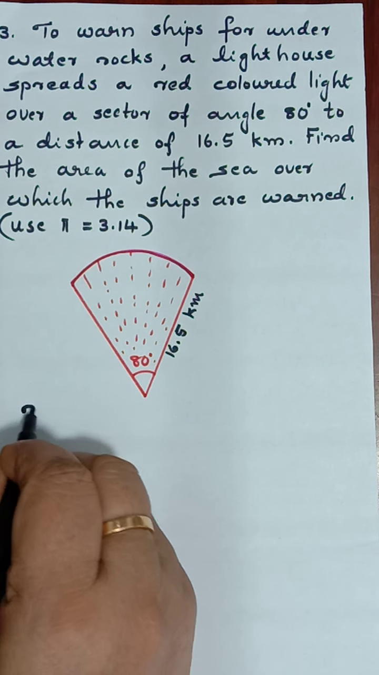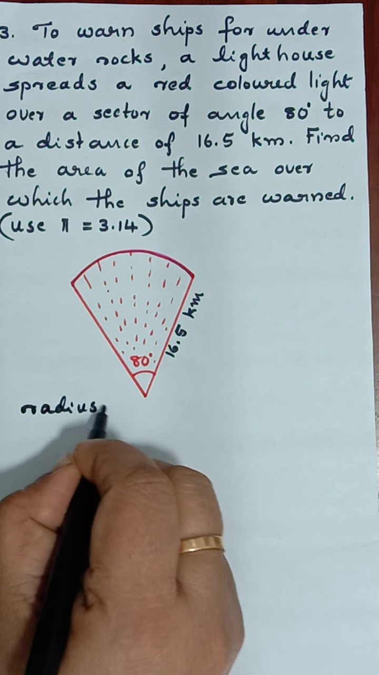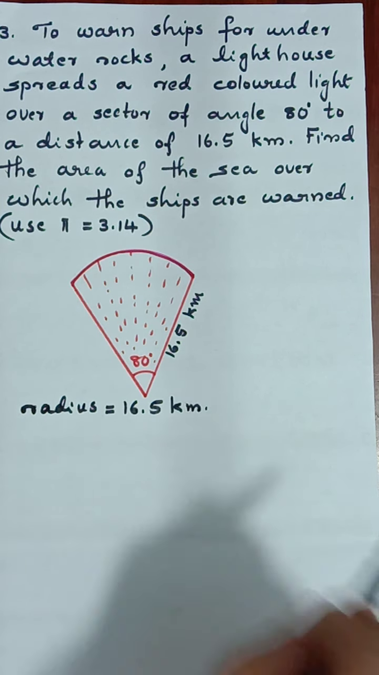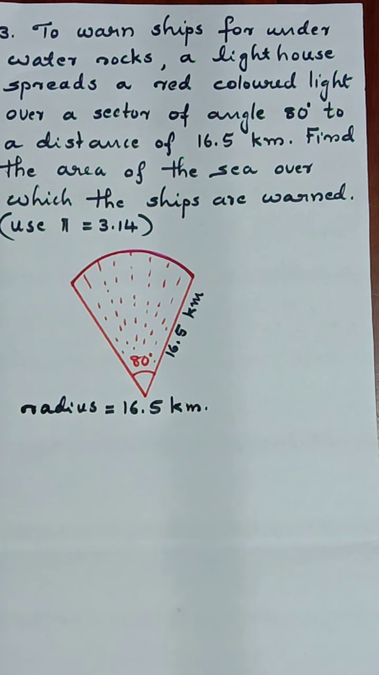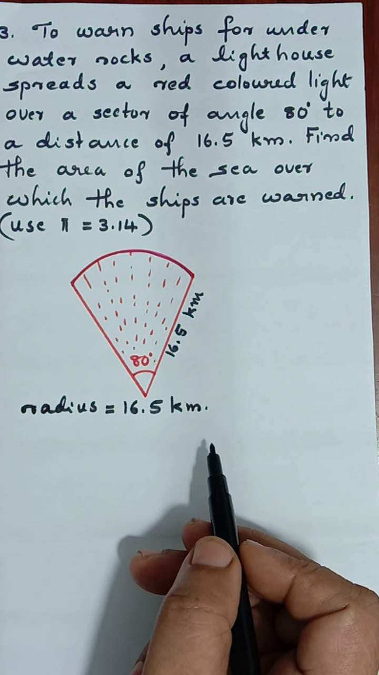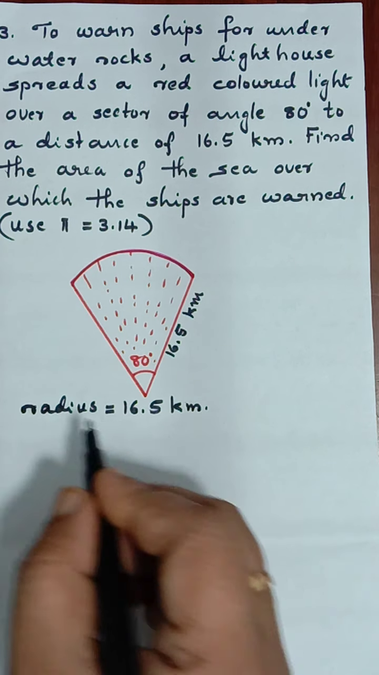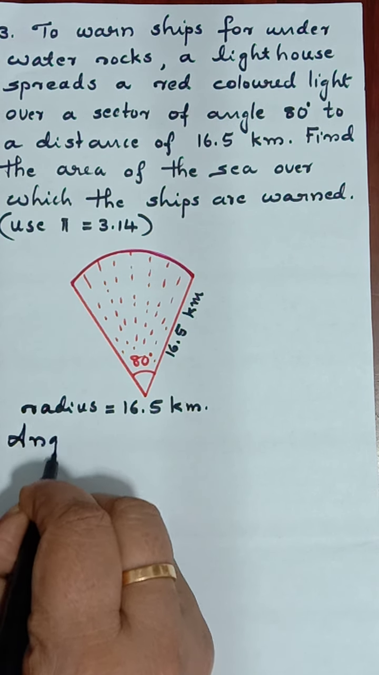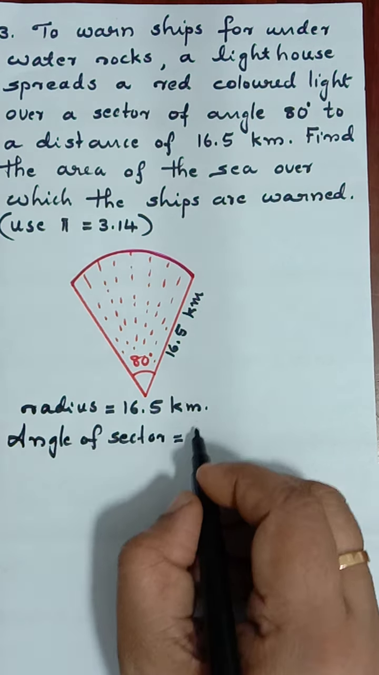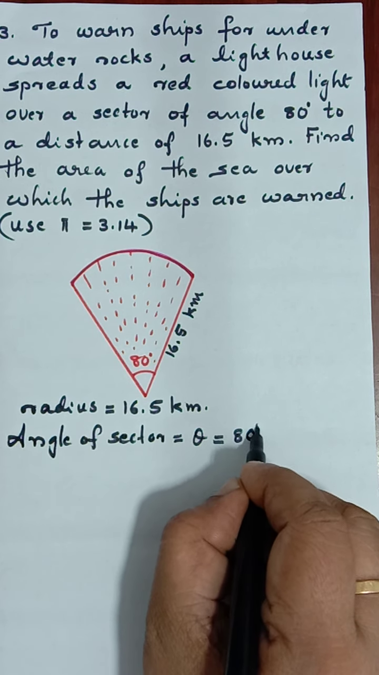First we write the radius. Radius equals 16.5 kilometers. So the area will come in kilometer square. If the radius is in centimeters, the area is in centimeter square. If it is in meters, the area is in meter square. Here the radius is 16.5 kilometers, therefore the area will be in kilometer square. Now the angle of the sector: angle of sector equals theta, that is 80 degrees.